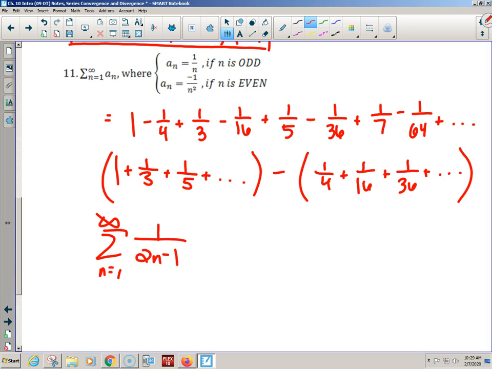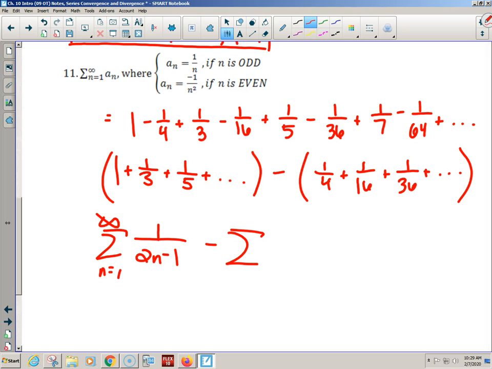2 times n is always going to be even: 2 times 1, 2 times 2, 2 times 3. And so if I just take a 2n and add 1 or subtract 1, I'll get all the odds, because even minus 1 is an odd, even plus 1 is an odd. That's one of those things back from sequences in pre-cal. So we could make this 1 over 1, 1 over 3, 1 over 5, right? Then I could do minus, okay.